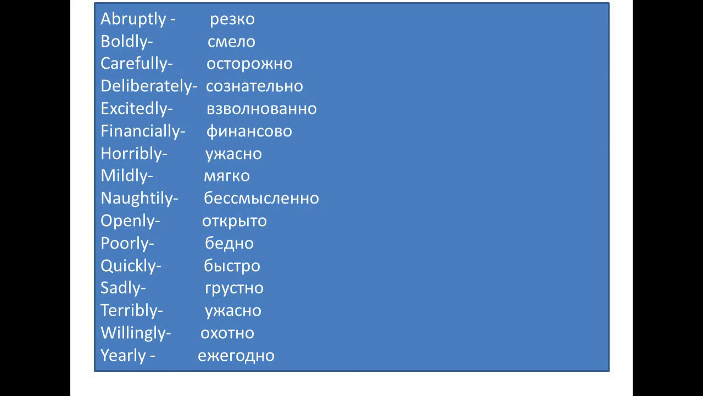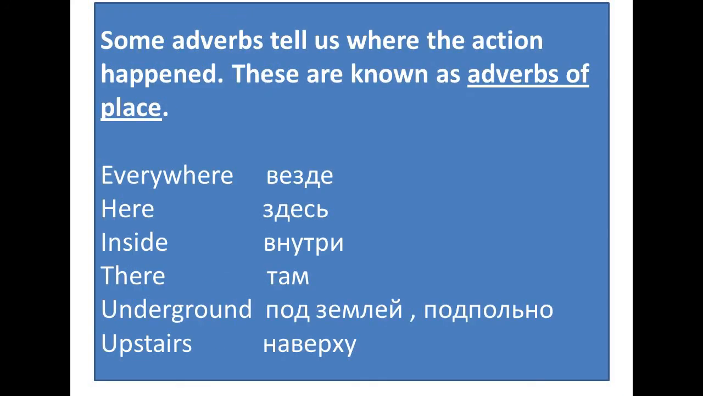Please take your copybooks, vocabulary, write these words with the translation and learn them. Okay? Some adverbs tell us where the action happened. These are known as adverbs of place: everywhere, here, inside, there, underground, upstairs. You should write down these words too.